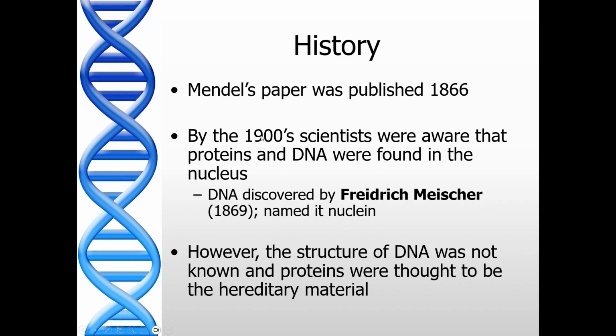Now, the actual substance of DNA was discovered by the 1900s, and it was discovered that there were proteins and DNA in the nucleus, and so a guy named Frederick Miescher named it nuclein, and so this was the first discovery of the DNA. And so it took a while for us to know about the structure.